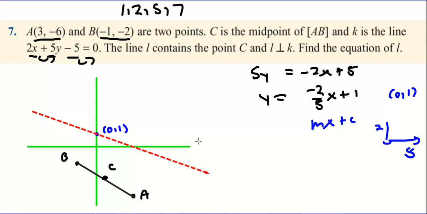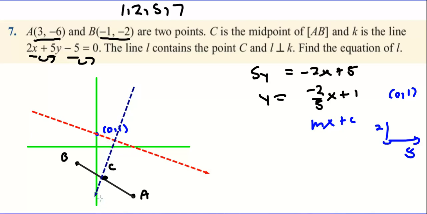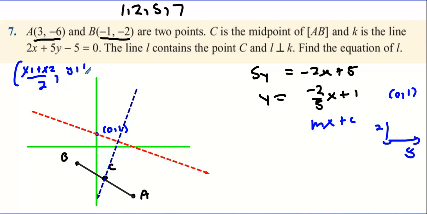Now what we want is a line that goes through C but is perpendicular to the red line. So we're going to call this our blue line. I'm going to do a line at 90 degrees to the red line around there, and then it has to go through the point C. So my job is to find out what the point C is. How do I find out what the point C is? Well, I'm going to use the midpoint formula. The midpoint formula is x1 plus x2 divided by 2, y1 plus y2 divided by 2. My goal in this question is to find the equation of the blue line. This is x1, y1, this is x2, y2.